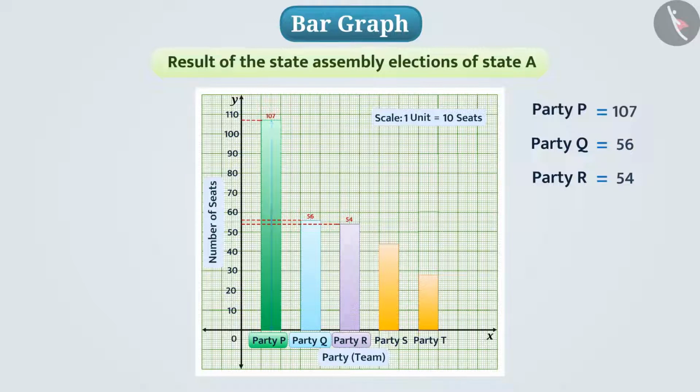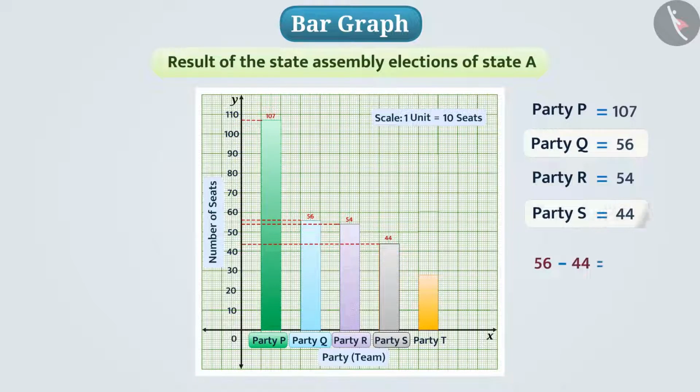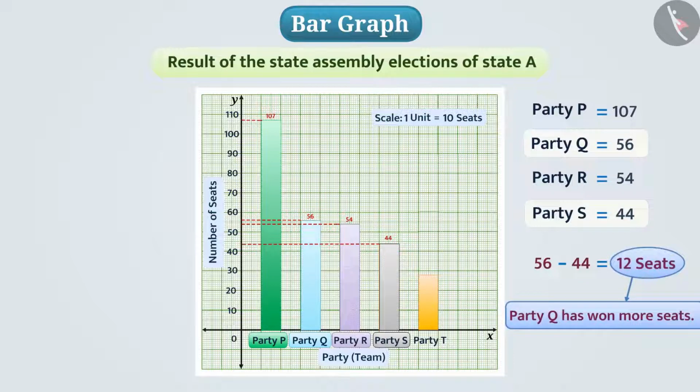Can you tell how many more seats did party Q win than party S? Think. Absolutely right. We see that party Q has won 56 seats while party S has won 44 seats. Therefore, party Q has won 56 minus 44 is equal to 12 seats more than party S.